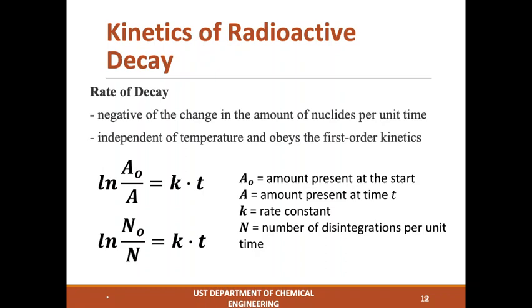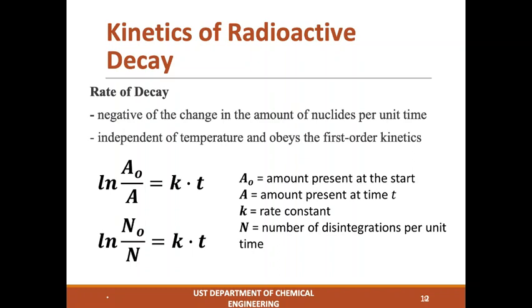The rate of decay is the negative of the change in the amount of nuclides per unit time. First-order kinetics means that this rate is dependent on the amount of substance currently present. Meaning, the more the decay progresses, the slower the rate becomes.